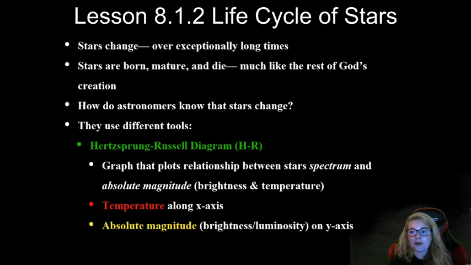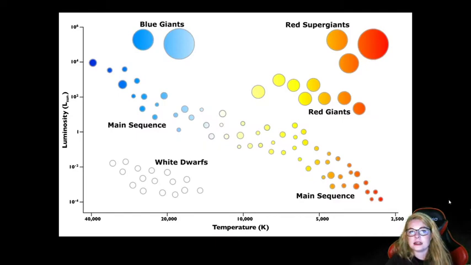Absolute magnitude and spectrum are two vocabulary terms from the last section. So if you need to, please go back and make sure you're comfortable and understand what those two terms are. They're in bold in the previous section. On this graph, the temperature is marked along the x-axis, or the bottom of the graph, and the absolute magnitude, brightness, or sometimes called luminosity of the star, is on the y-axis, which runs the side of the chart. And this is an example of one of these HR diagrams here.